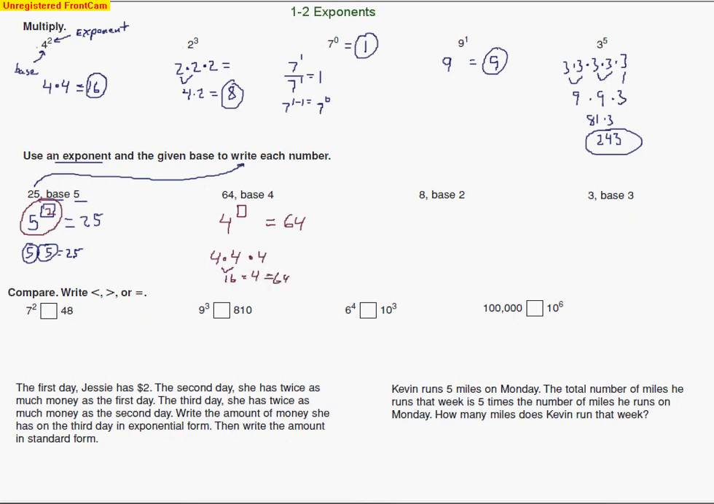So that's our answer. How many 4's is that? There's 1, 2, 3 4's. So our exponent is going to be 3. So that's what we're looking for there. 4 to the third power.